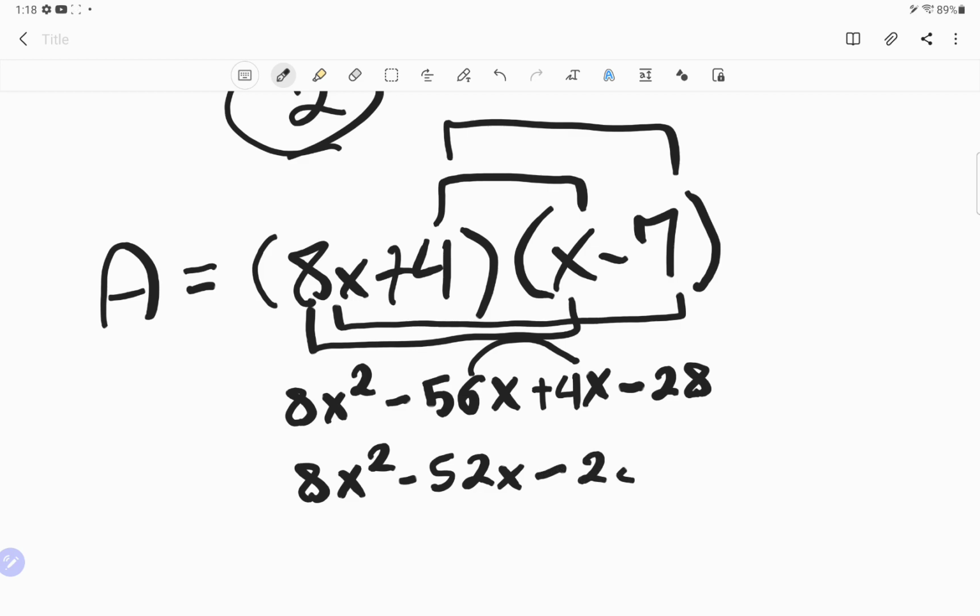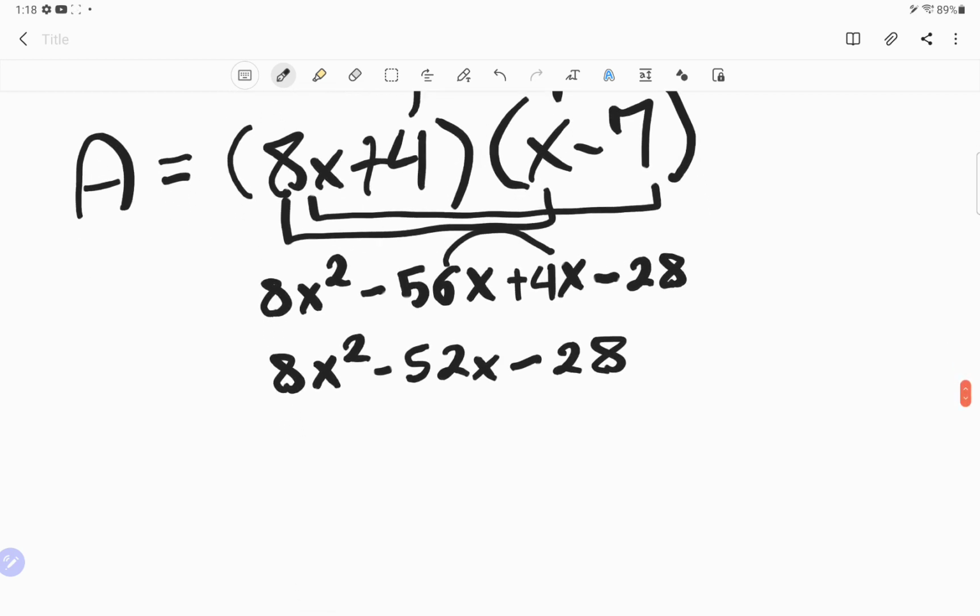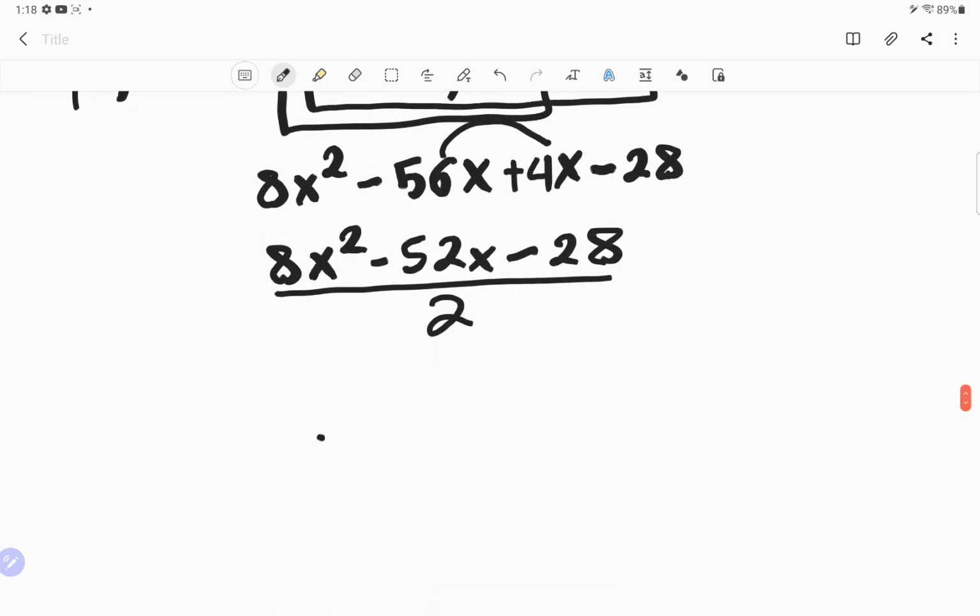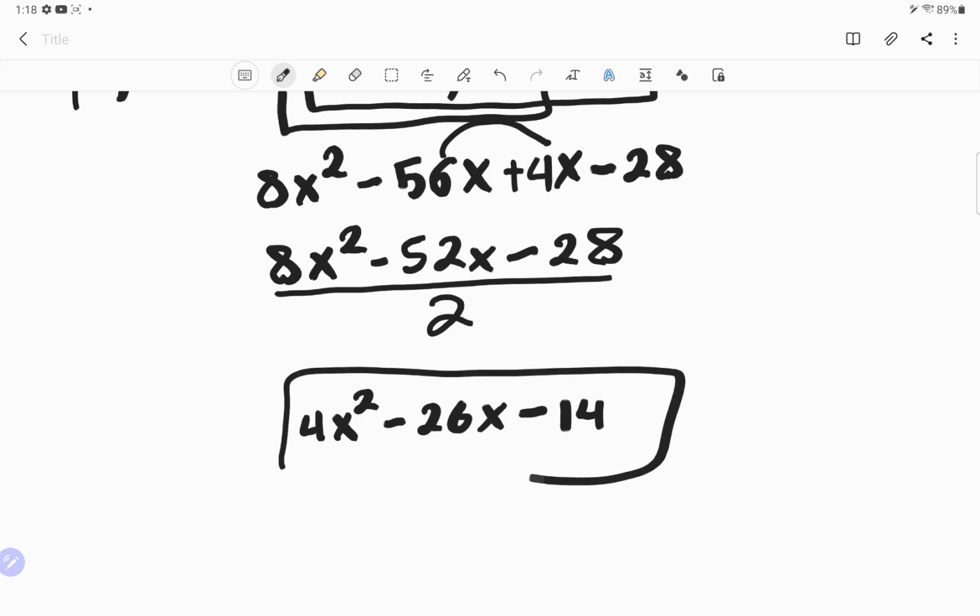Minus 28. Now, my final thing that I need to worry about, I need to divide everything by 2. So my final answer is going to be 4x squared minus 26x minus 14. And that's going to be your final answer.